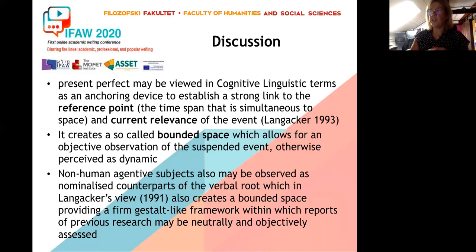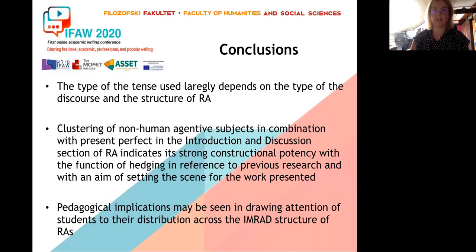Non-human agentive subjects also may be observed as nominalized counterparts of this verbal root. And in this cognitive linguistic view, Langacker's view, they also create a bounded space, providing a firm, we would call it a gestalt-like framework, within which reports of previous research may be neutrally and objectively assessed.